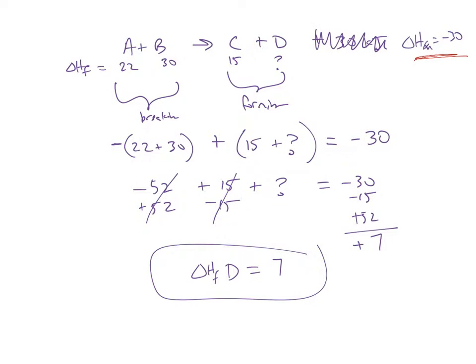So again, I do my analysis: what's breaking and what's forming. The things that are forming, I do not have to reverse the sign, because I'm using enthalpy of formation values. However, the reactants, because those are breaking apart, I do have to reverse the sign, so I add that negative. Then I add everything up and set it equal to negative 30. Now I have my variable, so all I do is algebra, and we get an answer that the enthalpy of formation for compound D is 7. So we can use it in that way.